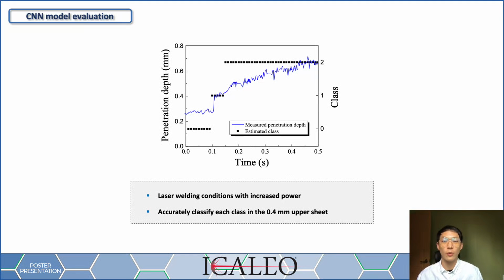The penetration depth was classified by applying the CNN model to the laser welding dataset under the condition of increasing power. As a result, each class was clearly classified at an upper sheet thickness of 0.4 millimeters.